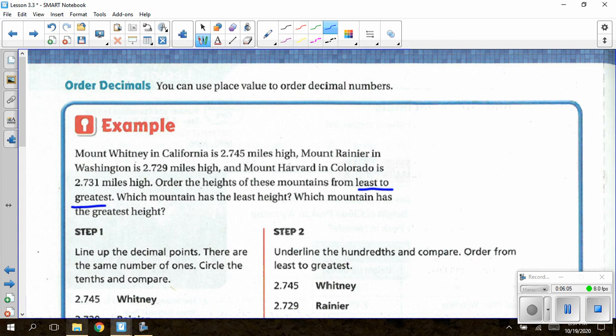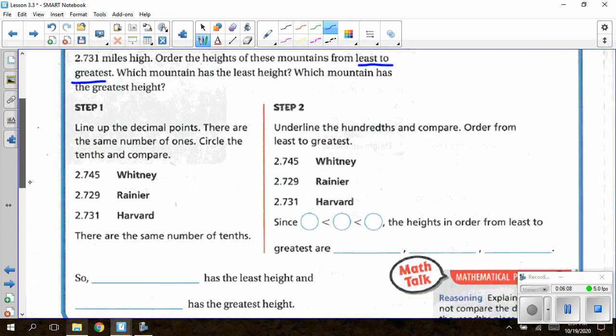So there's three things that they are asking us to do for this question. My first step, so that way I can compare from least to greatest, is to make sure that I have my decimal points lined up. Again, making sure that the place values are all in line, so that way I can compare these numbers very easily. Next, I want to make sure I then look to see where they are first different.